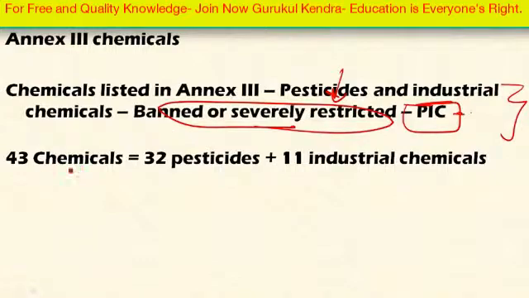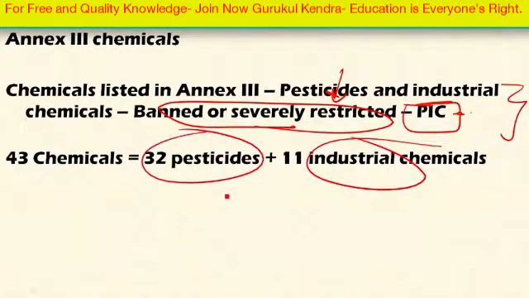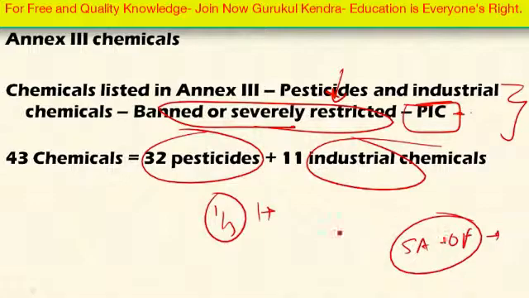Out of these 43 chemicals, 32 are pesticides and 11 are industrial chemicals. So more than two thirds of the chemicals are pesticides. This is ironic. We are using them in agriculture operations, so we are poisoning our food ourselves with the use of these hazardous chemicals in our agriculture operations. So sustainable agriculture and also organic farming is the way to escape from the hazardous chemicals which are used in agriculture operations.